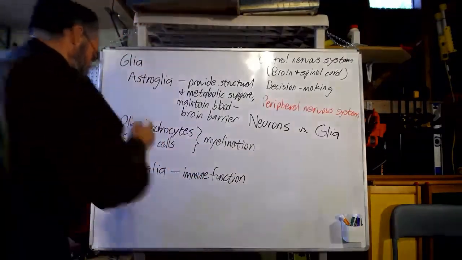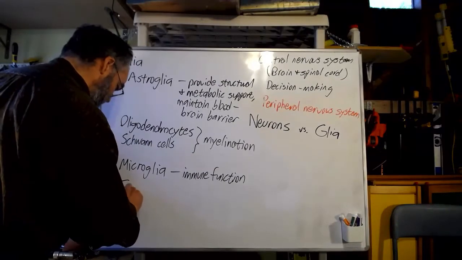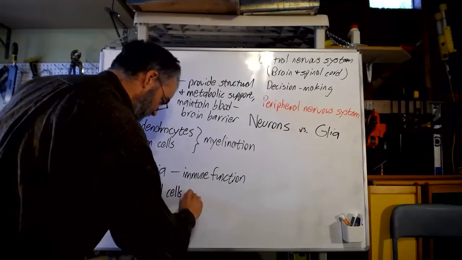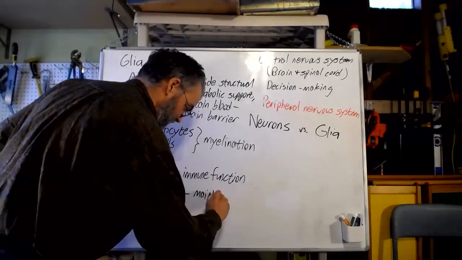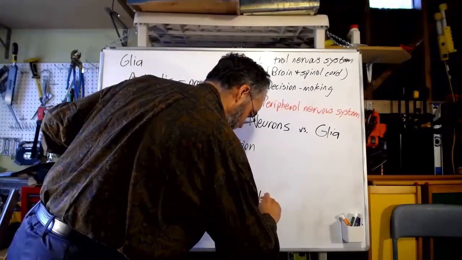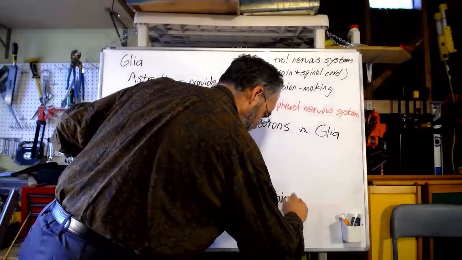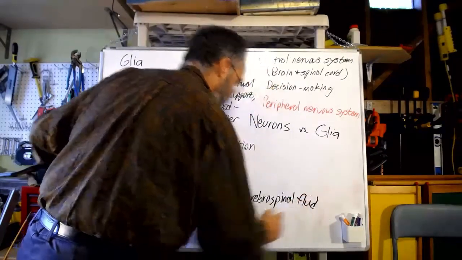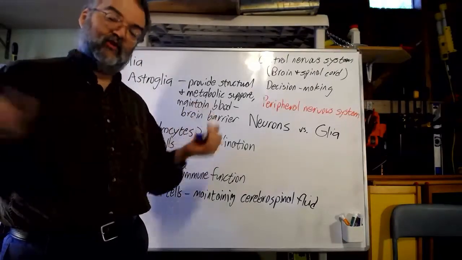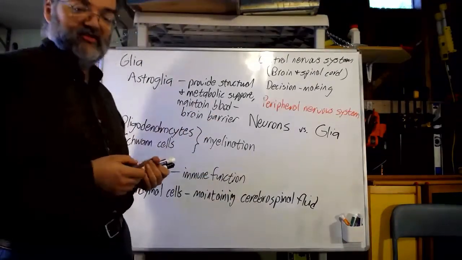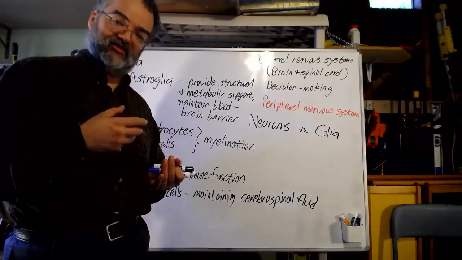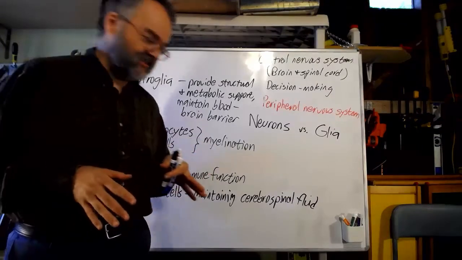And then there's also ependymal cells, which are involved in maintaining the cerebrospinal fluid, which is just the brain and spinal cord equivalent of extracellular fluid. It's the fluid around the neurons and the glia. The ependymal cells are involved in processing that fluid as blood plasma enters the brain and maintaining it.